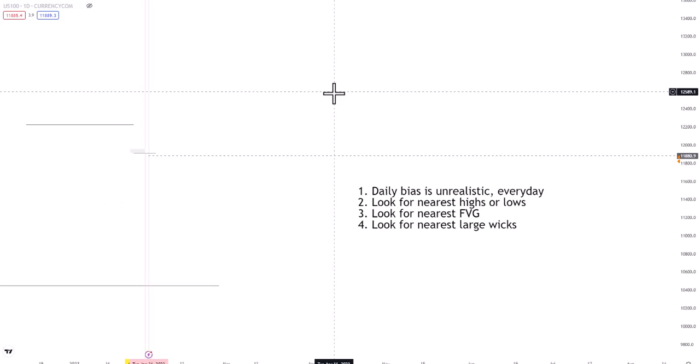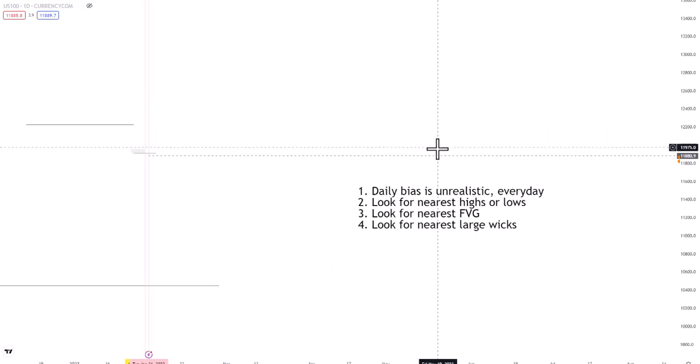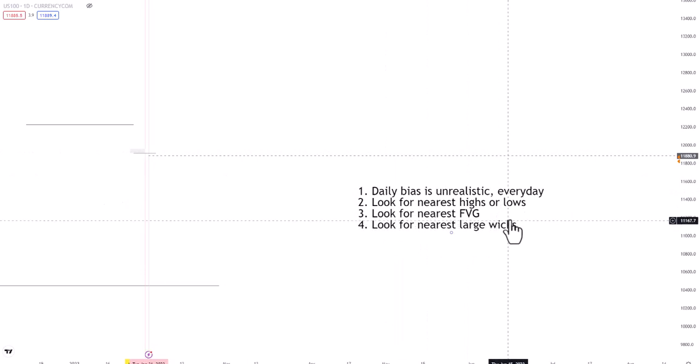Then look for the nearest FVG, fair value gap, imbalance, inefficiency, however you may call it. Look for the nearest one around that area. Then look for nearest large wicks, what I mainly call the wick zones. I don't really joke with those.